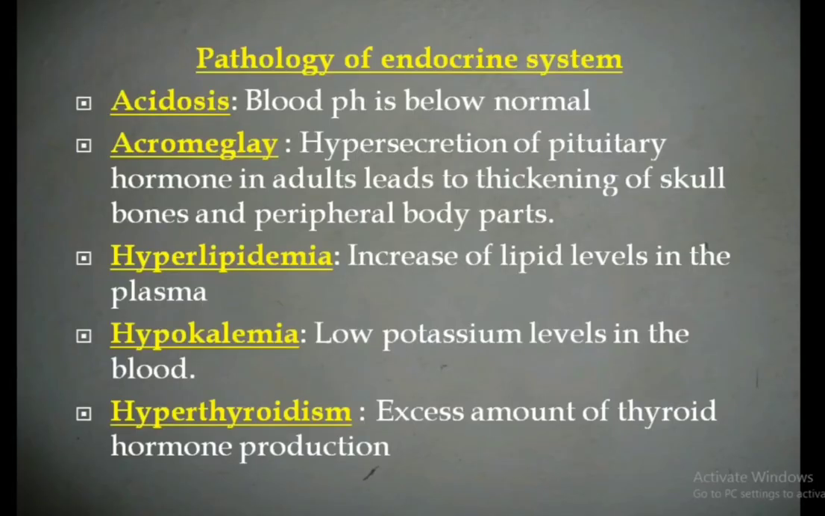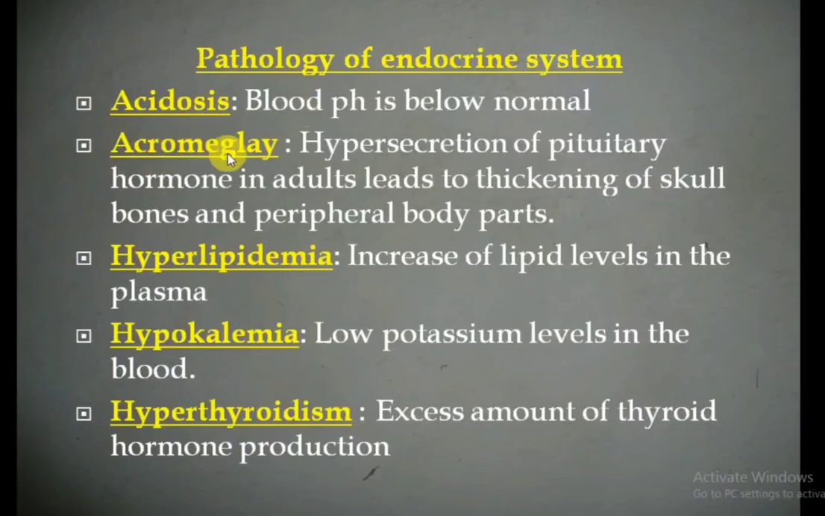Now we'll see the pathology of the endocrine system. Pathology is nothing but the diseases or disorders. When any part of the endocrine system increases or decreases, or doesn't function properly, it leads to some conditions and diseases. Those diseases or disorders we will code in the medical coding job. Let's see some of those conditions. Acidosis is when the blood pH falls below the normal level, which is 7.84.